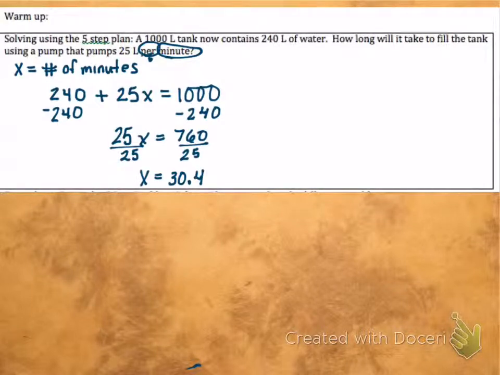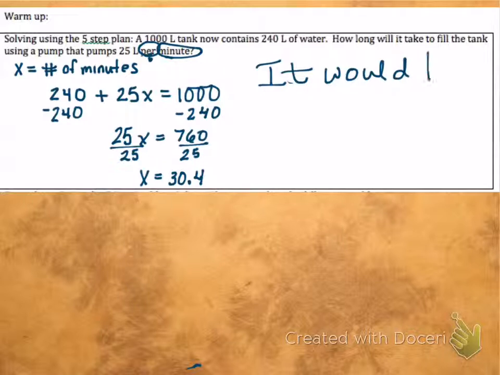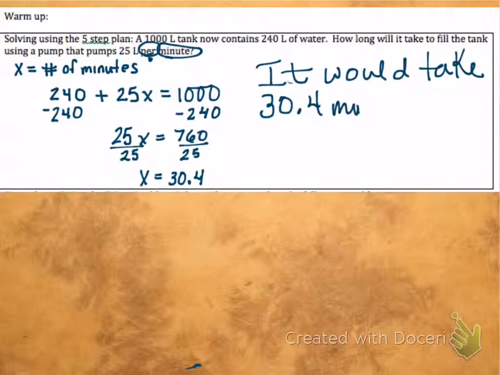So hopefully you solved correctly and got 30.4. Remember, we're doing a word problem, so we want word answers. So it would take 30.4 minutes to fill the tank.